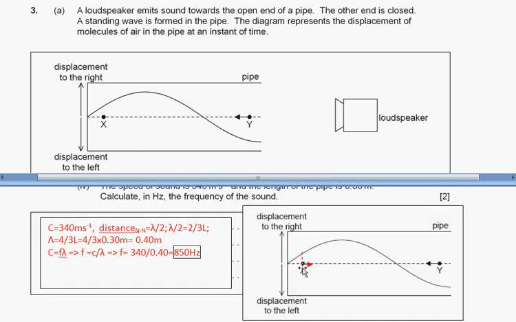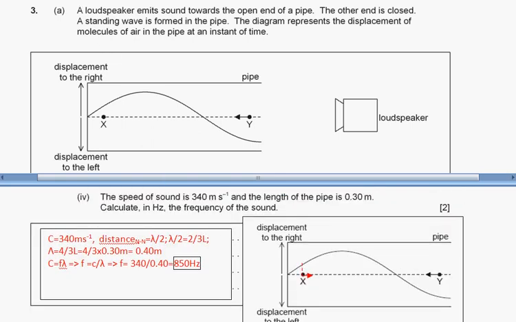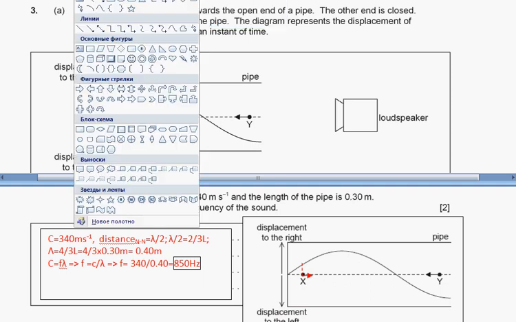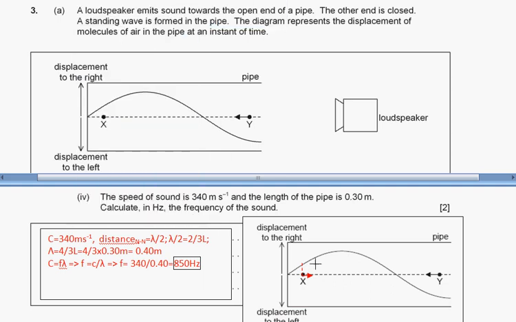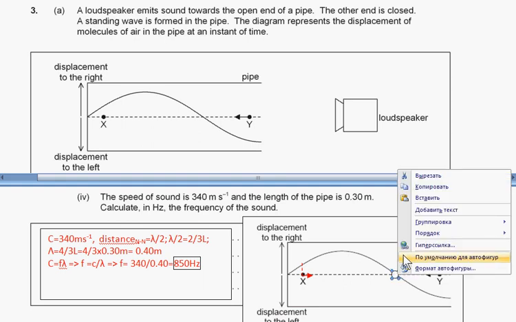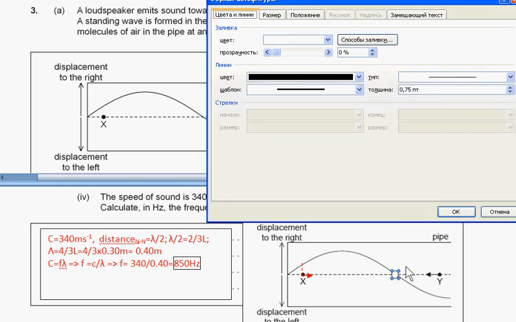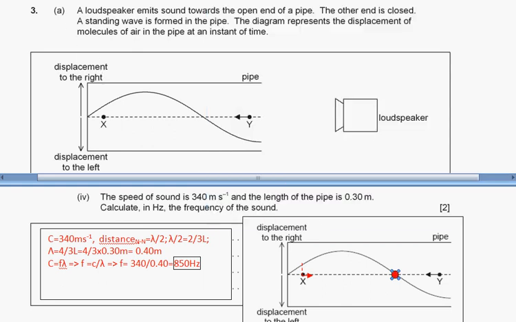Nodes. Let's mark nodes. So one node will be here. This point doesn't move at all. One node here, and another node will be here at the closed end.